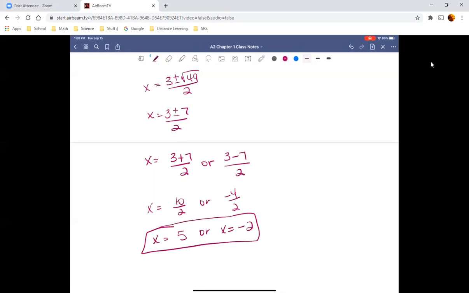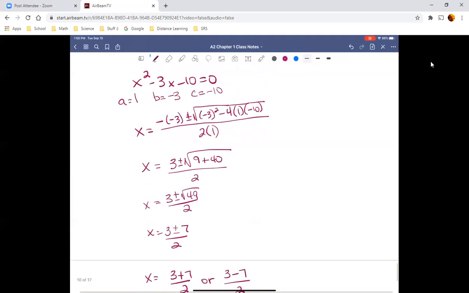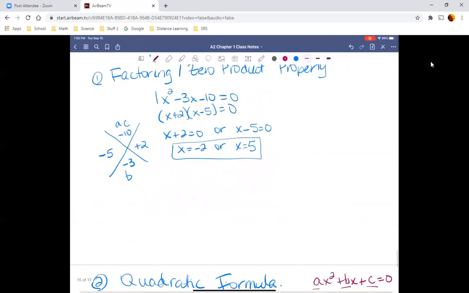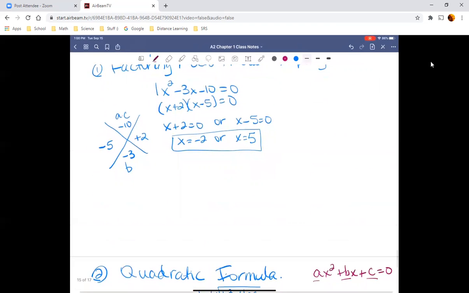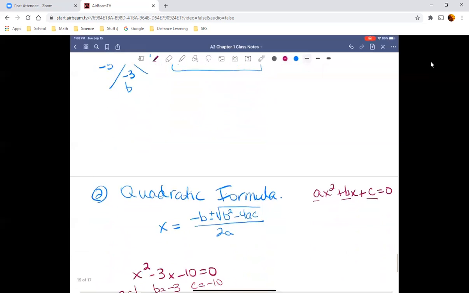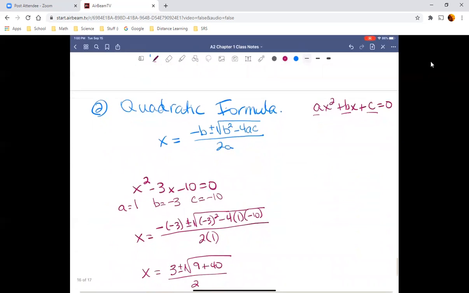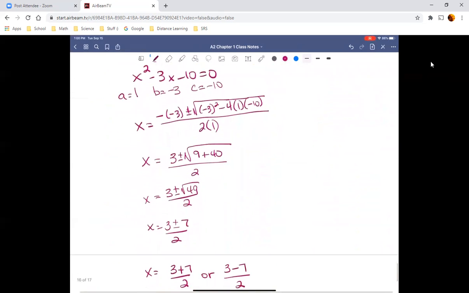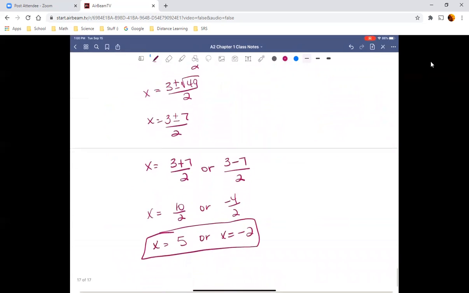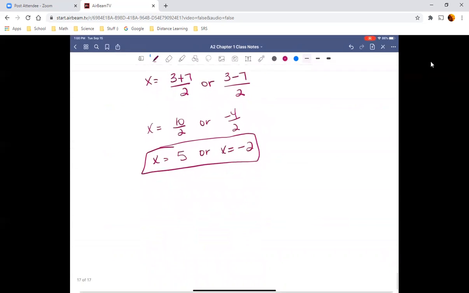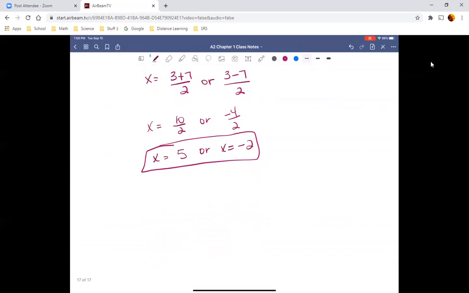How many answers did we end up with? 2. How many should we probably get? 2. Yep. Sometimes they repeat and they're the same number, but the 2. And is that the same answer that we got when we factored? It is, isn't it? So on this example, would you rather factor it or use the quadratic formula? Quadratic formula. Awesome, good job. Yeah. The one thing nice about the quadratic formula is no matter what, it will always give you an answer. Right? All right.